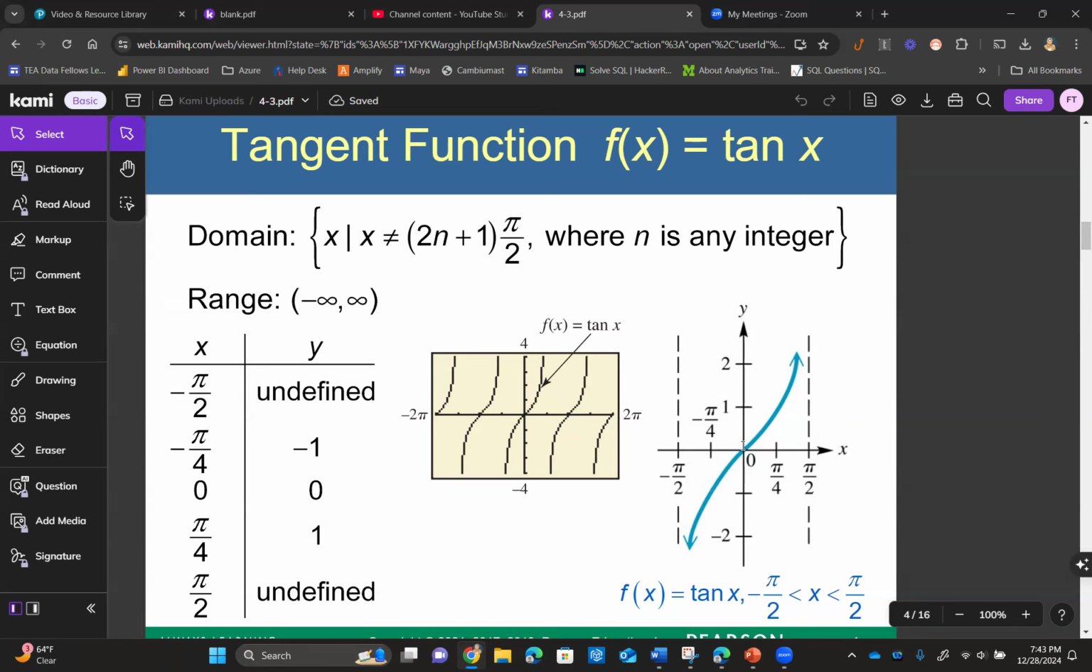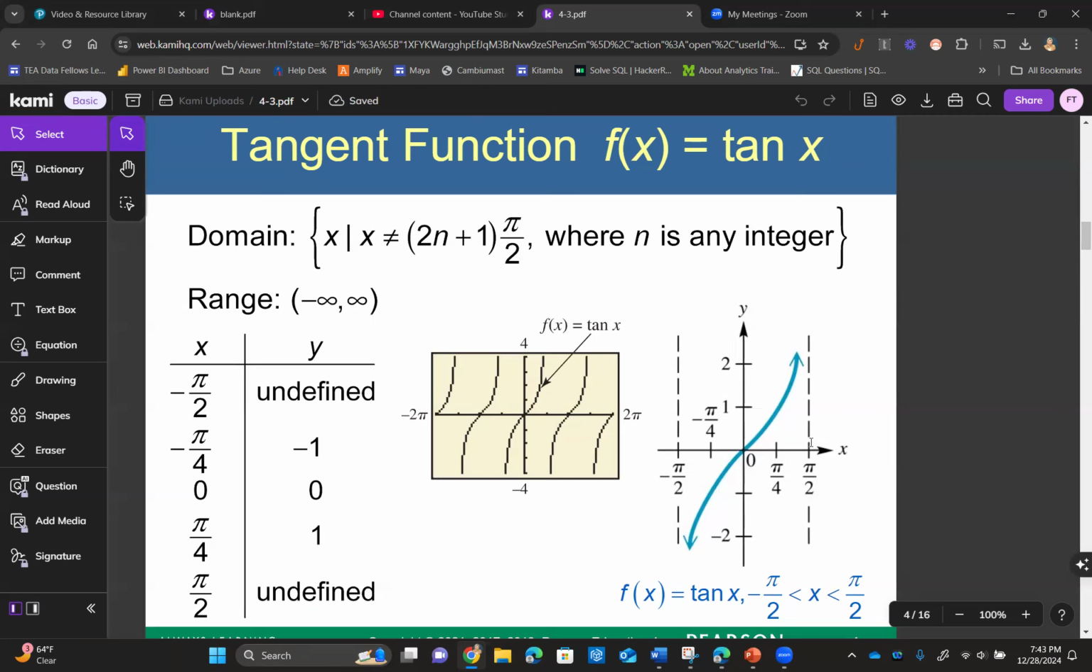And then the graph is going to cross through the 0, 0 point. The graph is going to get closer and closer to the vertical line, the asymptote, on the right end. And the graph is going to get closer and closer to the vertical line on the left side, but it is not allowed to touch them. So this is what the tangent of x looks like. It runs from negative pi over 2 to pi over 2.